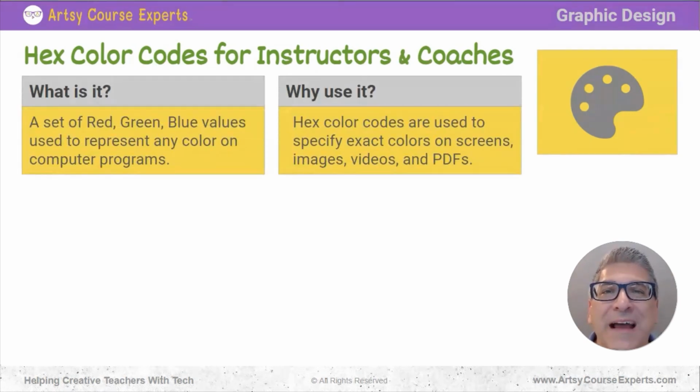First of all, what is a hex color code? Well, it's a set of red, green, blue values used to represent almost any color on computer programs. Anybody that has a web page or a course or community, they have chosen their colors. They have their main colors. Every single color is defined by a red, green, blue value. That's what we're going to go into. We're going to deep dive into explaining it in simple English.